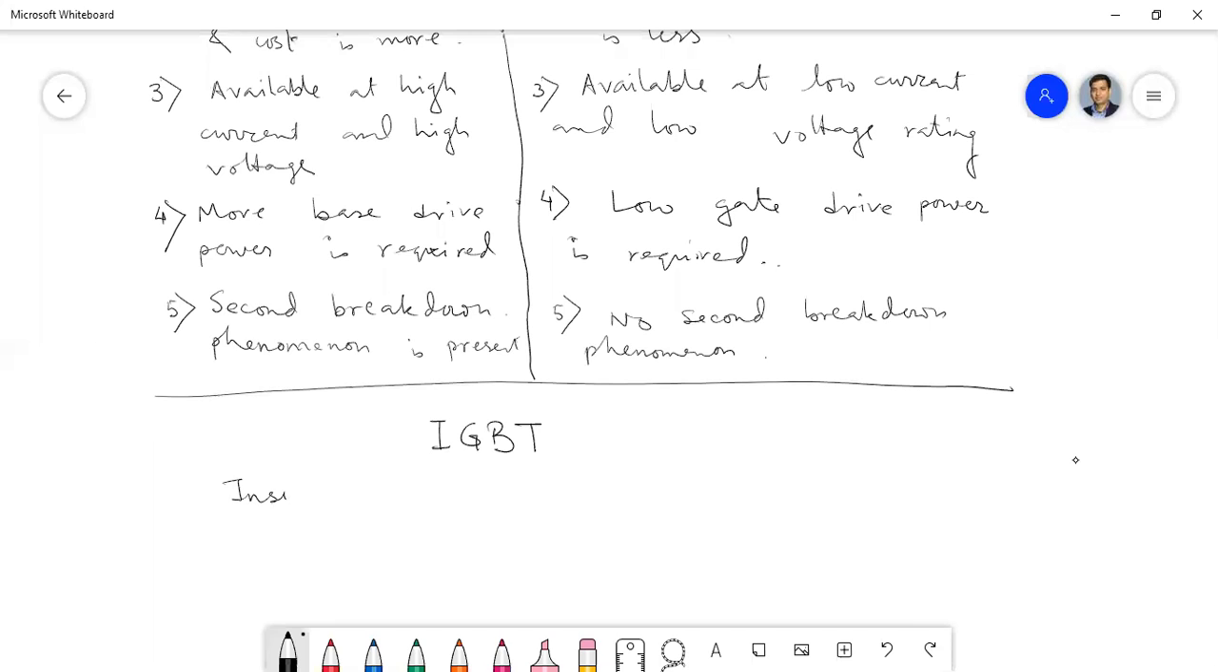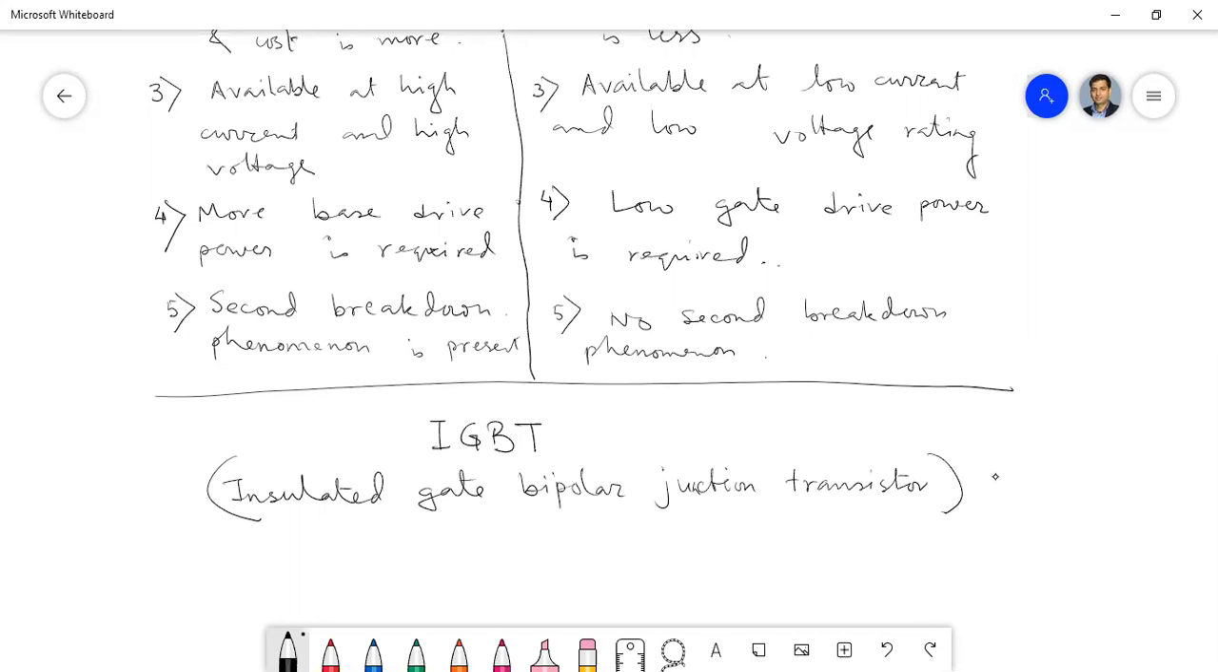Insulated gate bipolar junction transistor. Okay, so that is called the IGBT, which includes the advantages of both BJT and MOSFET.